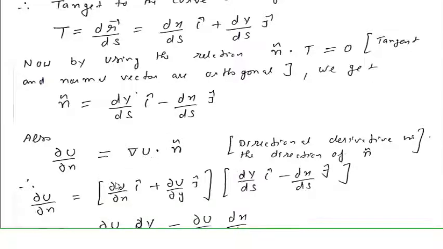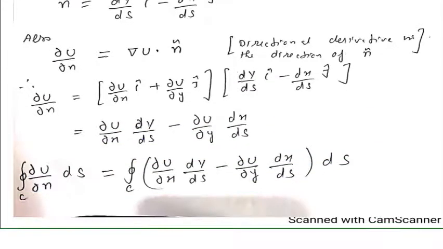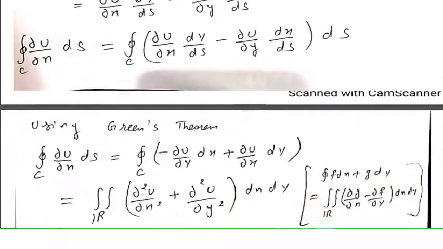Del u is ∂u/∂x i plus ∂u/∂y j, and n cap is dy/ds i minus dx/ds j. So multiply these two, we will get this. Substitute into the formula which we are to prove. This ds gets cancelled, we will get this.